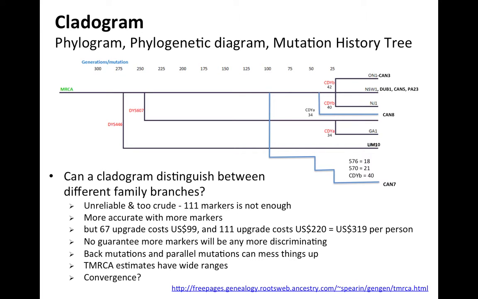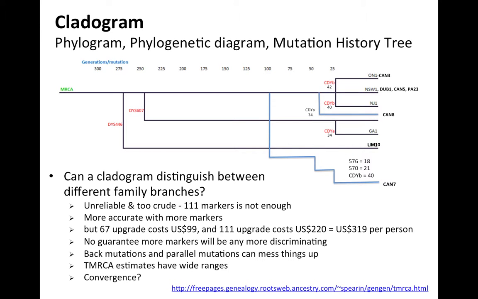Well, having done the exercise, and this is an updated figure based on the one that is currently on the website, it would appear to be unreliable and too crude. 111 markers is not enough to actually distinguish between the different families. It would be more accurate if more markers were used.